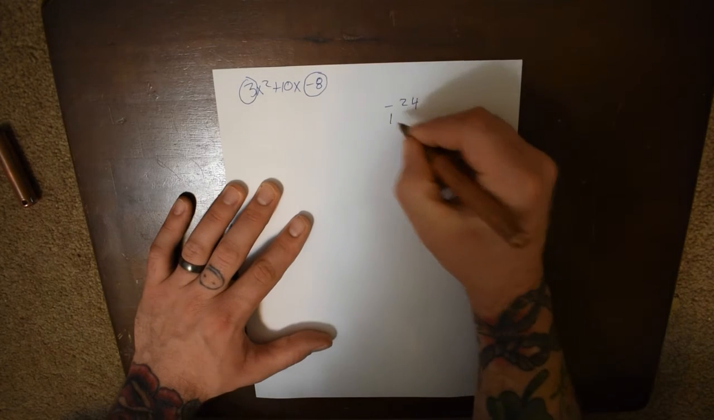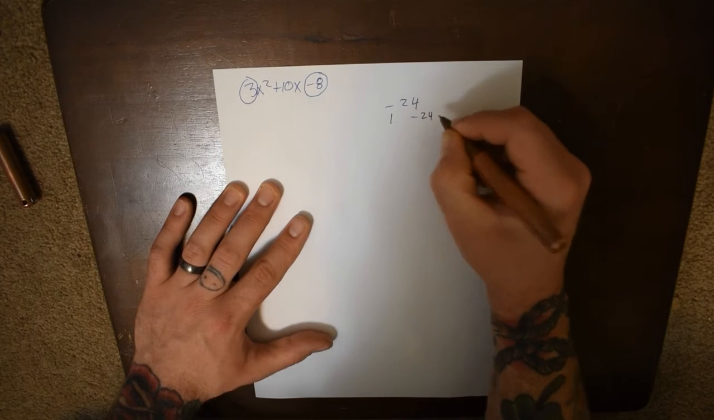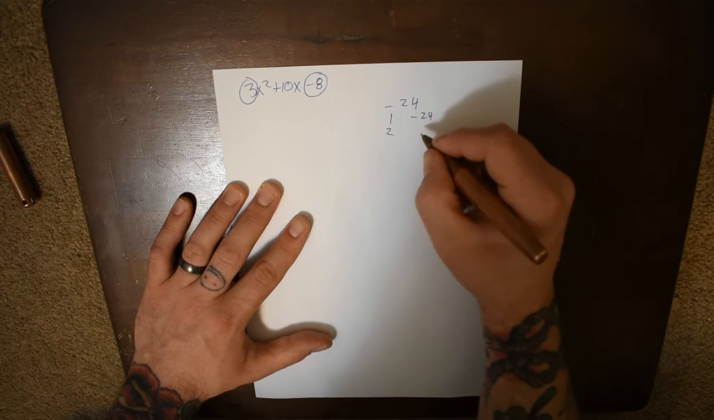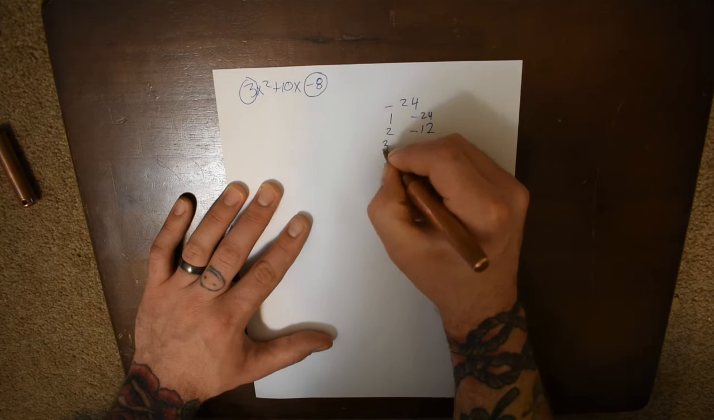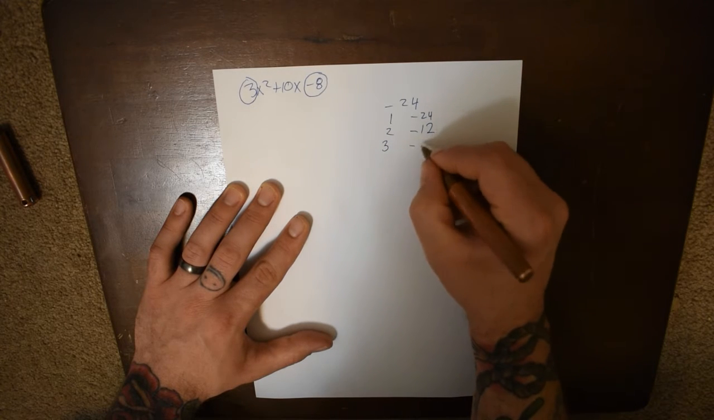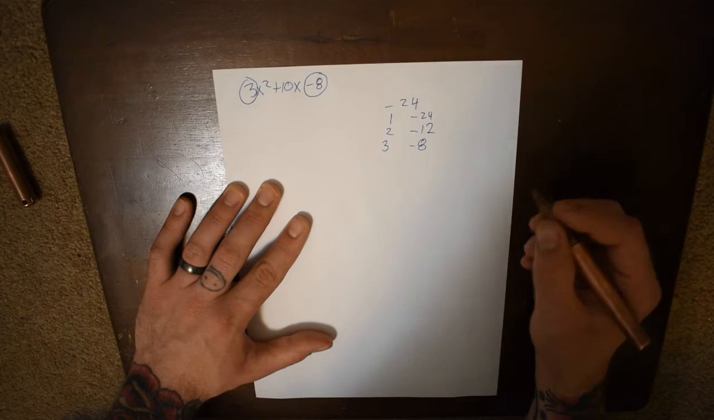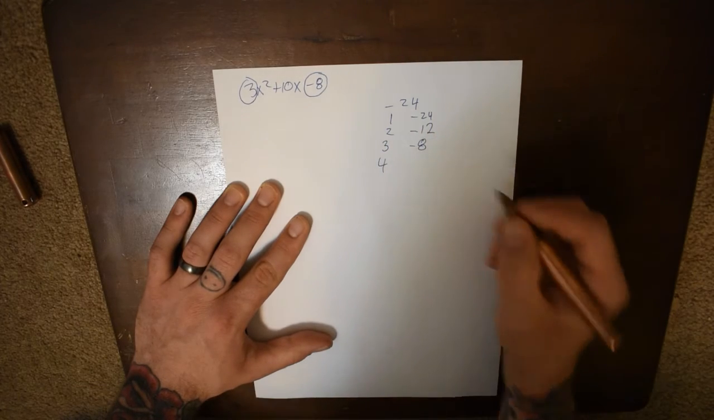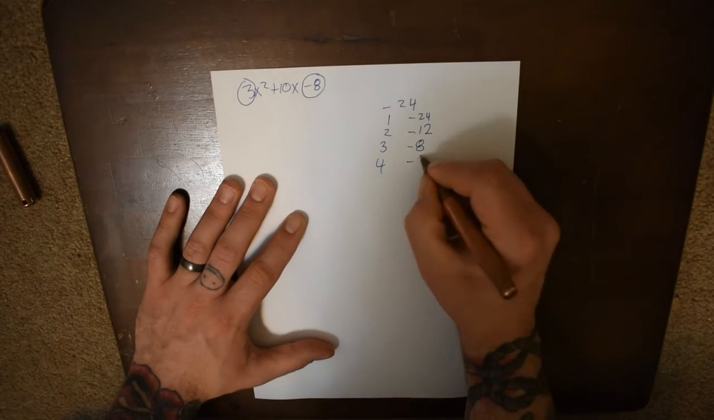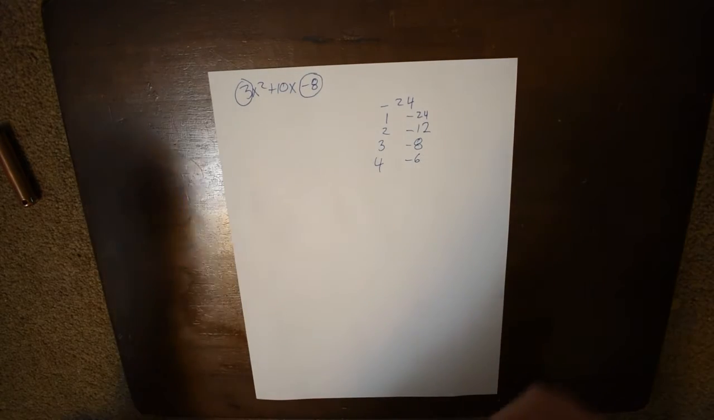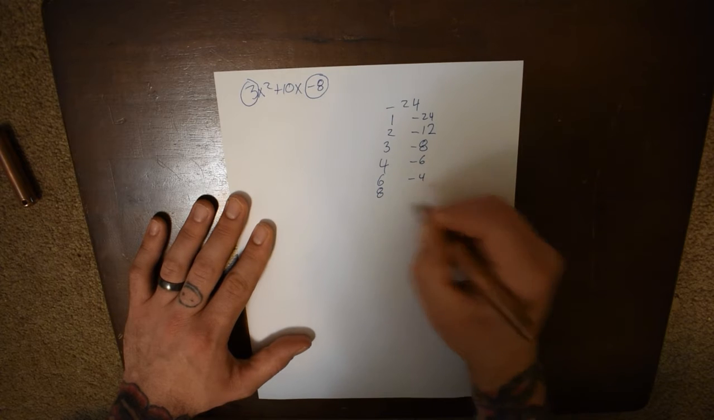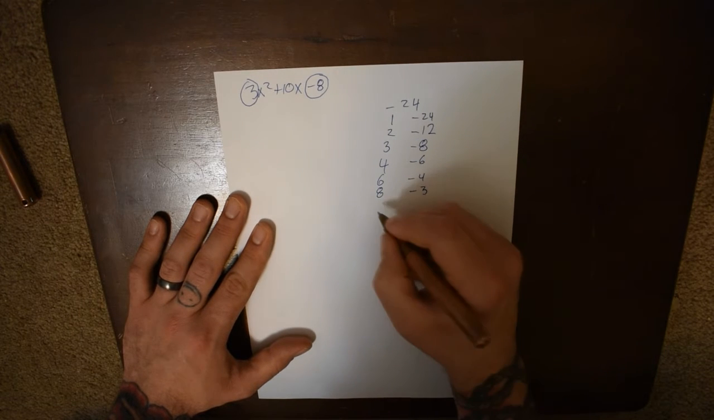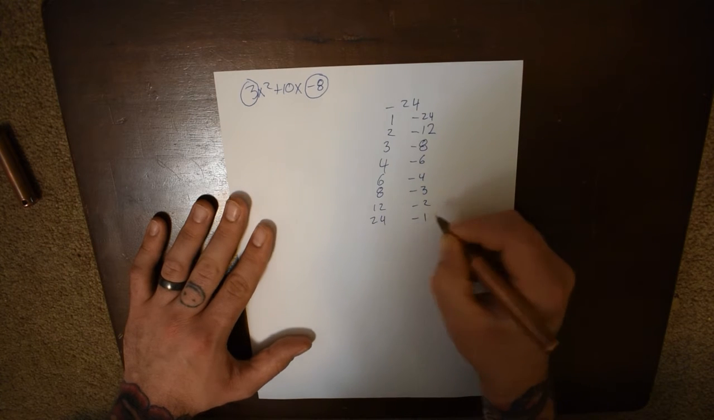Well, that can be a 1 and a negative 24. That can be a 2 and a negative 12. That can be a 3 and a negative 8. That can be a 4 and a negative 6. 5 doesn't go in there, 6 does. We can do a 6 and a negative 4. We can do an 8 and a negative 3. We can do a 12 and a negative 2, and a 24 and a negative 1.